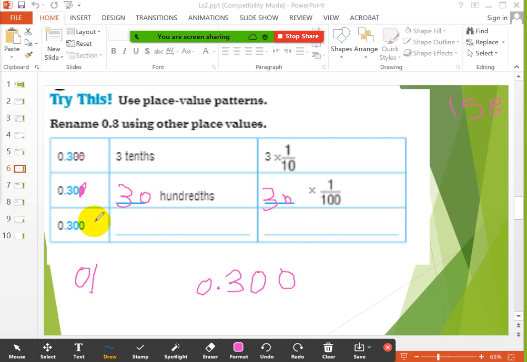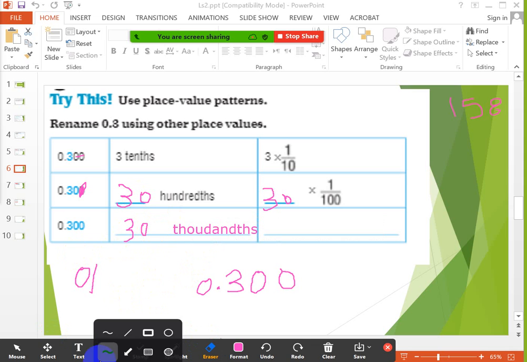But 300 what? Look, I have 3 digits after the point. That means I have here the thousandths digit. That means it will be 300. Thank you, Rina. 300 what? 300, I will write it here. Thousandths. Okay, 300 thousandths, and it will have the same value.